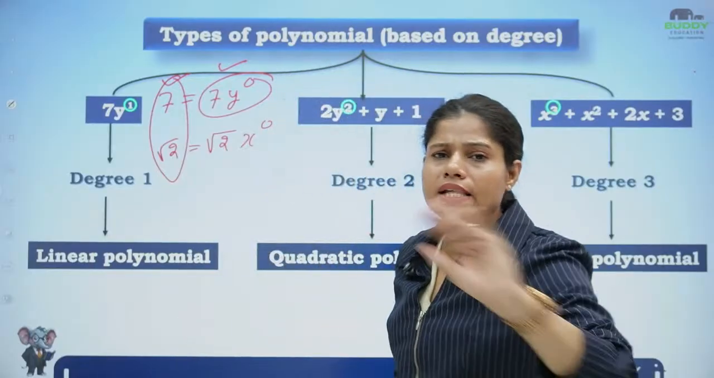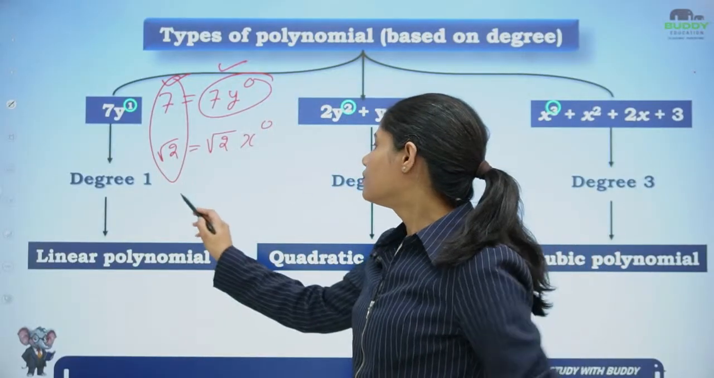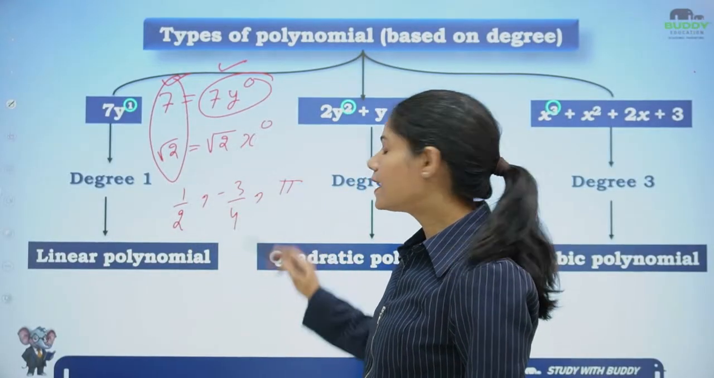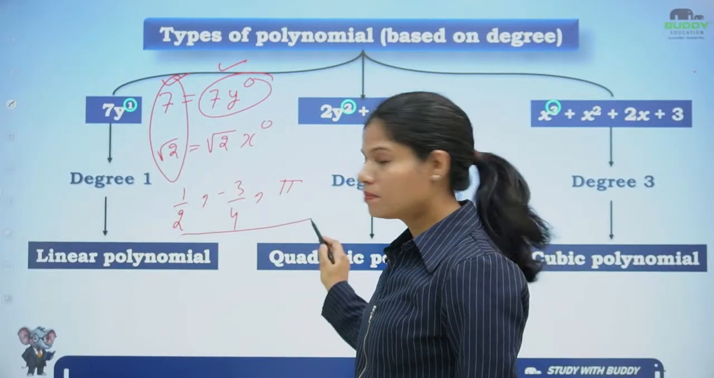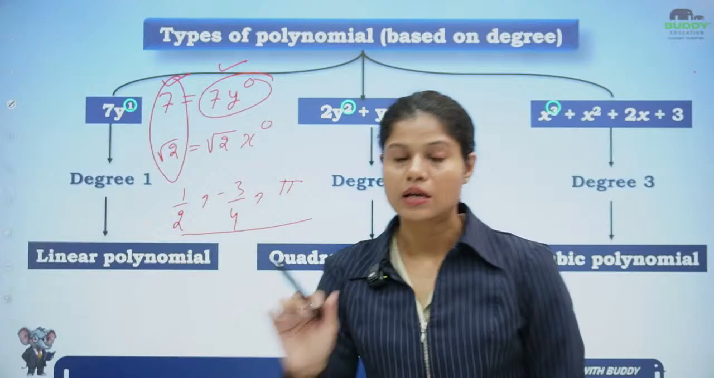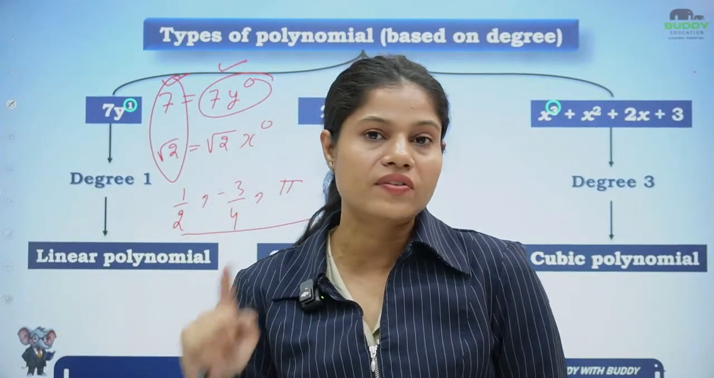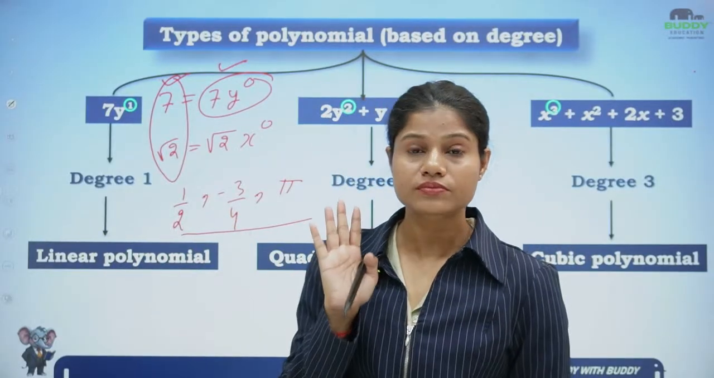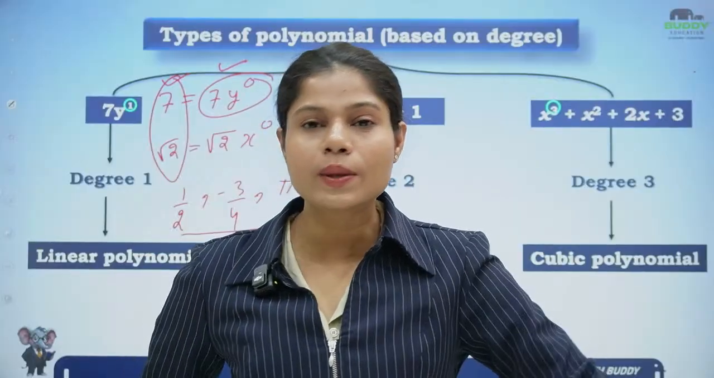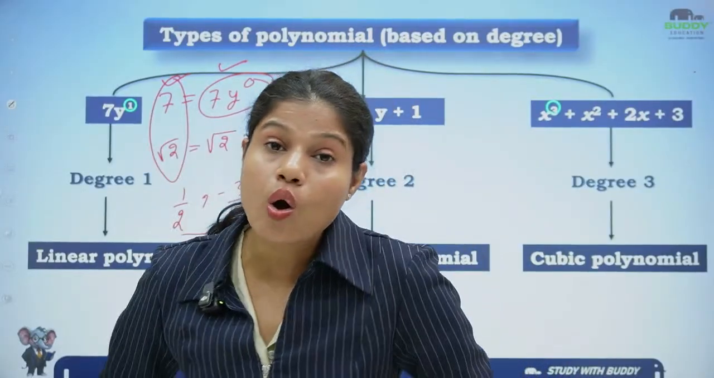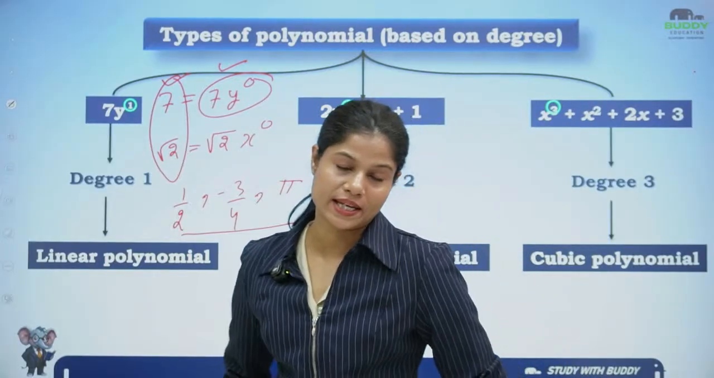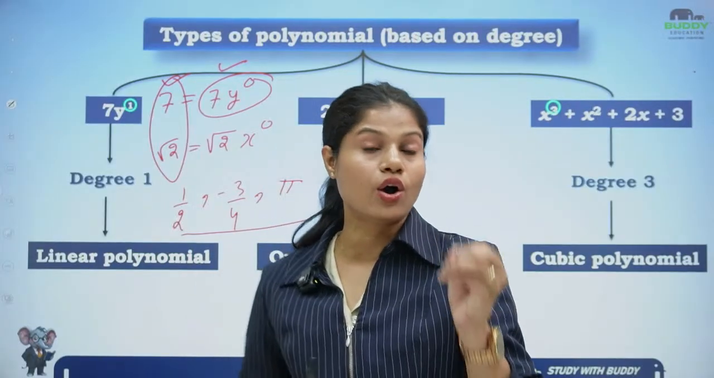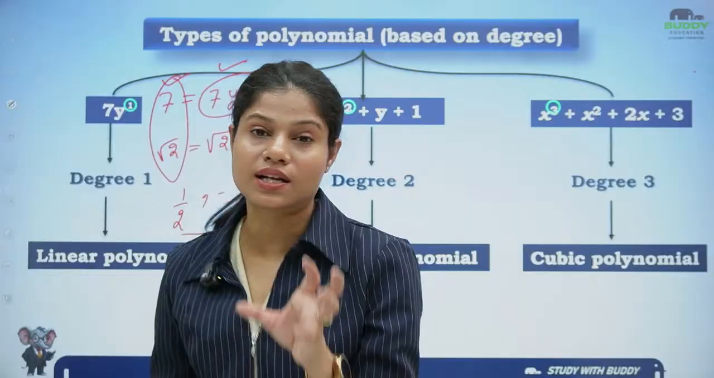Because if I write any kind of real number, whether I write 1 by 2, or minus 3 by 4, or pi, any number, right? All these numbers do not have any variable, which means the highest power of the variable is 0. That's why all real numbers come in the category of constant polynomial. But here we have one more catch: not all numbers fulfill this property. There is one notorious number that is not counted in the category of constant polynomial, and that number is 0.